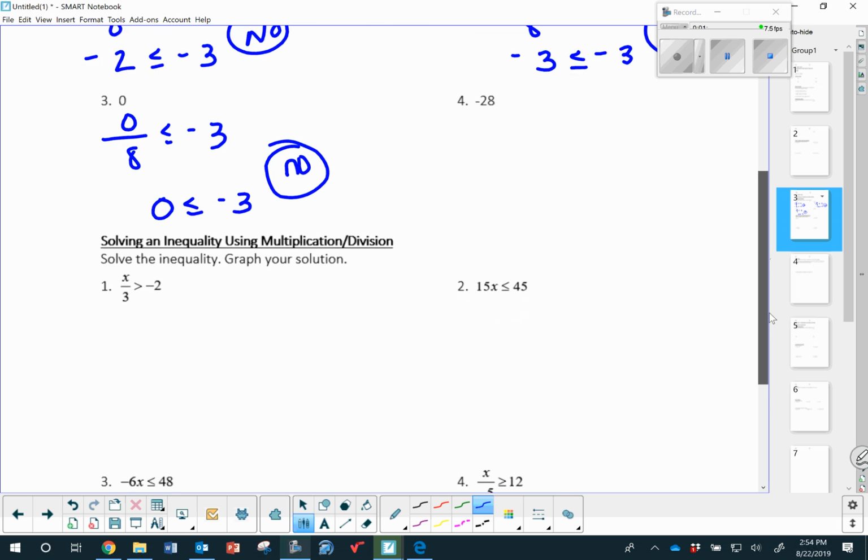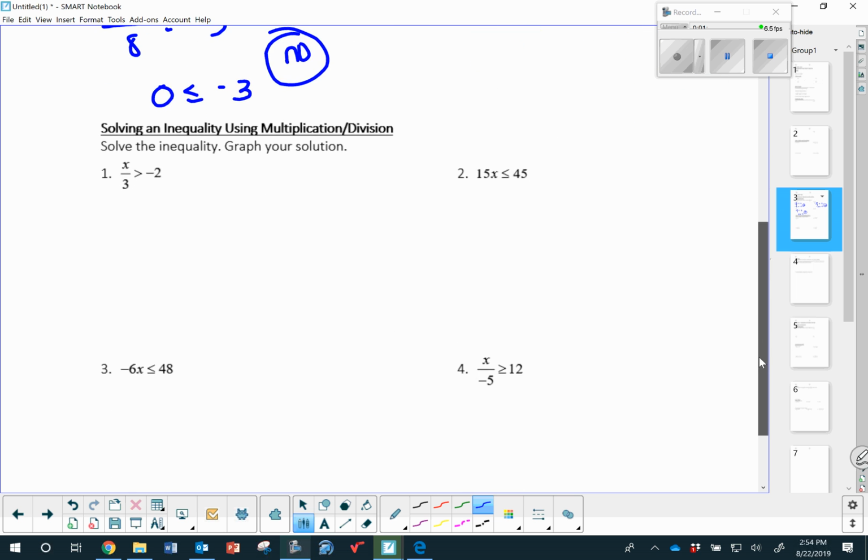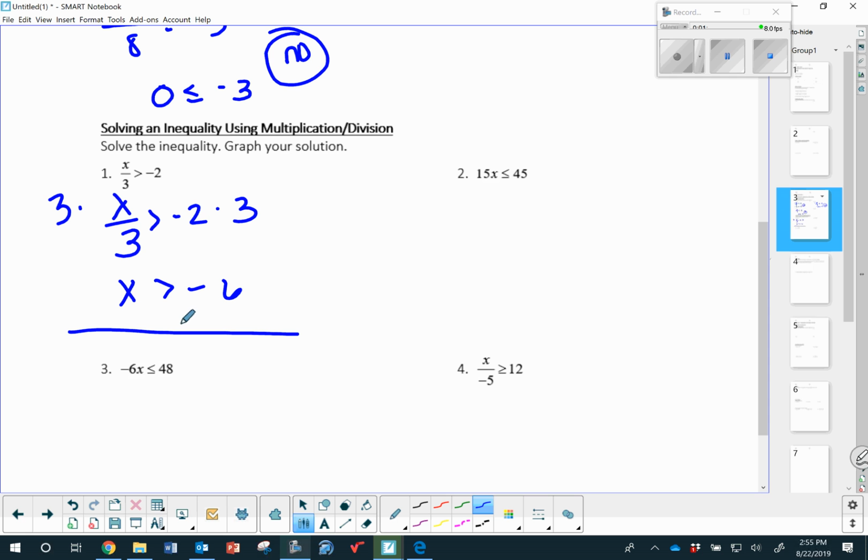All right, we're going to solve a couple inequalities just like we do with equations. It works the same way. So x over 3 is greater than negative 2. I need to get that x by itself, so I'm going to multiply each side by 3 to get x is greater than negative 6. If I graph that, I'm going to put some numbers on my number line that are relevant. X is greater than negative 6, so my arrow points to the right with an open circle.